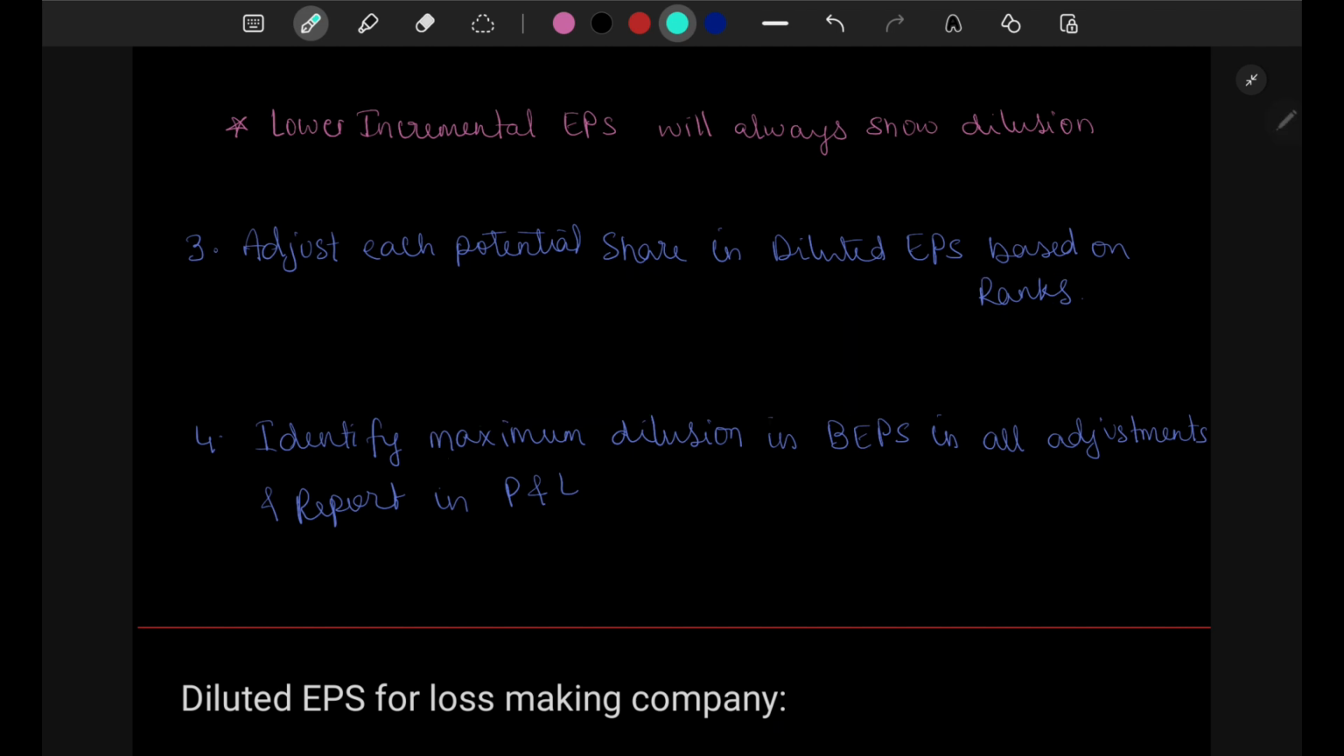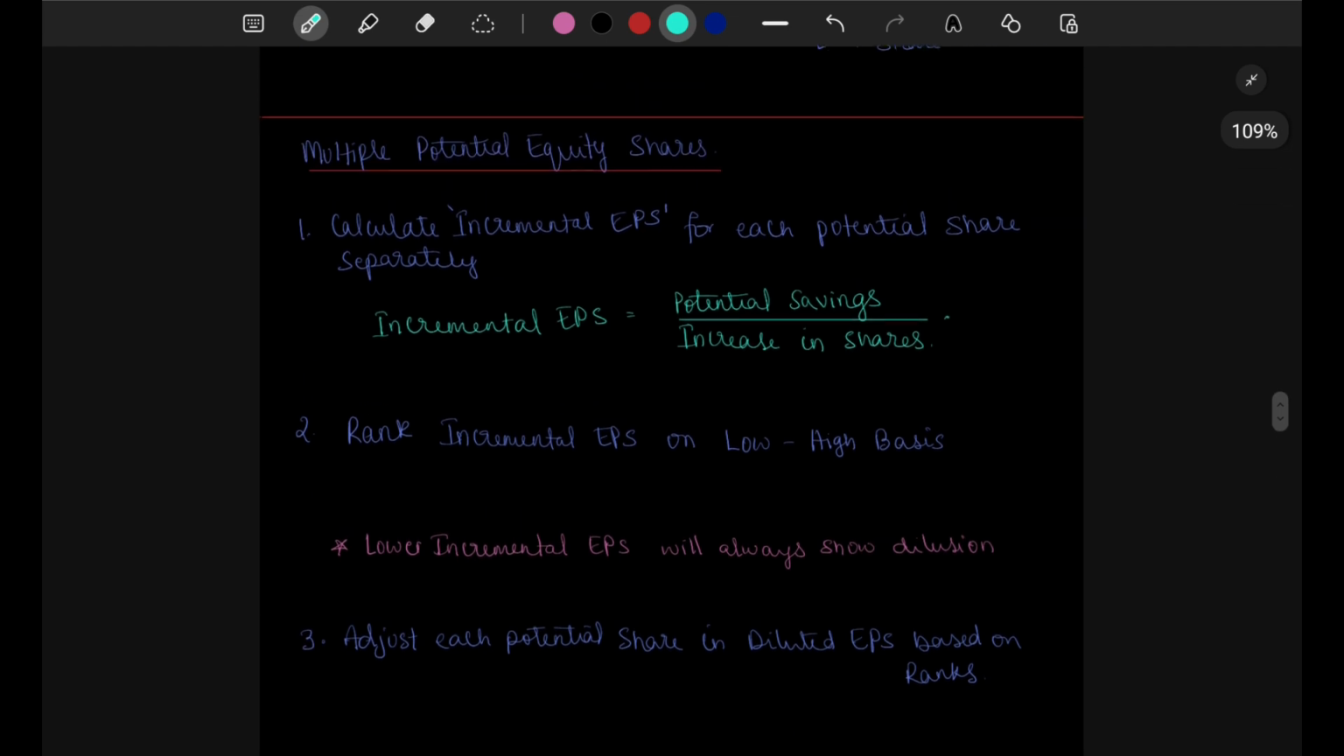So our objective is to identify the maximum dilution in basic EPS in all adjustments and report the same in the P&L, okay. That is in the case where all potential conversions are given in the question: convertible preference shares are given, convertible debentures are given, share warrants are given, ESOP is given, right? So if all of it is given in one question, then these are the steps to be followed. I'll just give a recap, okay.